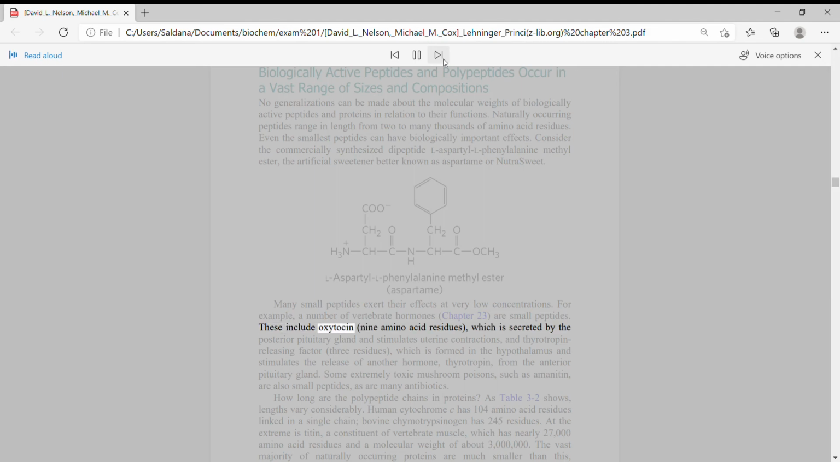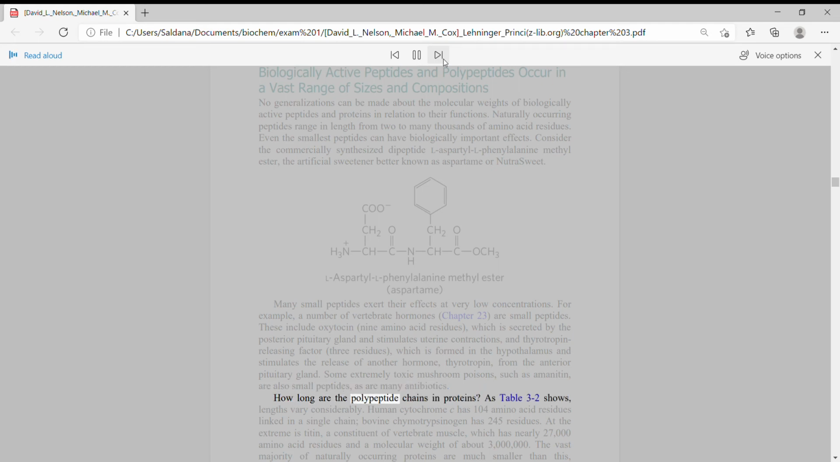These include oxytocin, 9 amino acid residues, which is secreted by the posterior pituitary gland and stimulates uterine contractions, and thyrotrophin-releasing factor, 3 residues, which is formed in the hypothalamus and stimulates the release of another hormone, thyrotrophin, from the anterior pituitary gland. Some extremely toxic mushroom poisons, such as amanitin, are also small peptides, as are many antibiotics.